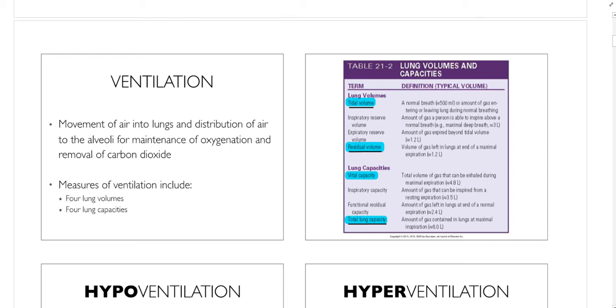Residual volume, this is going to be the volume that is left in the lungs after you fully breathe out. You breathe out as hard as you possibly can. Whatever is left in the lungs is your residual volume. This is kind of also the volume that helps to ensure that our alveoli don't collapse, among other things.